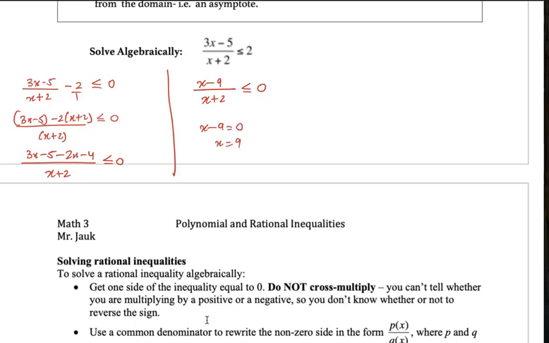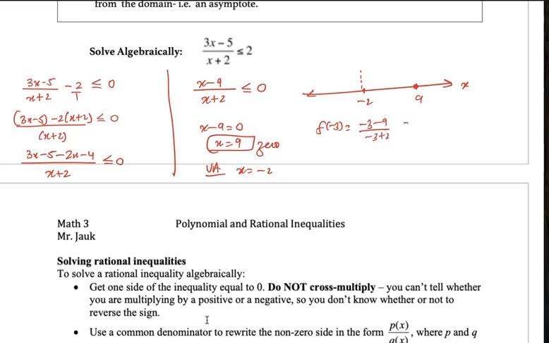Then x plus 2 equal to 0 gives the vertical asymptote, x is equal to minus 2. So you have minus 2 and 9. Minus 2 is a vertical asymptote and 9 is your 0. Now we take a test value, minus 3. f of minus 3 is minus 3 minus 9 upon minus 3 plus 2, so minus 12 upon minus 1, which is 12. So it is positive.